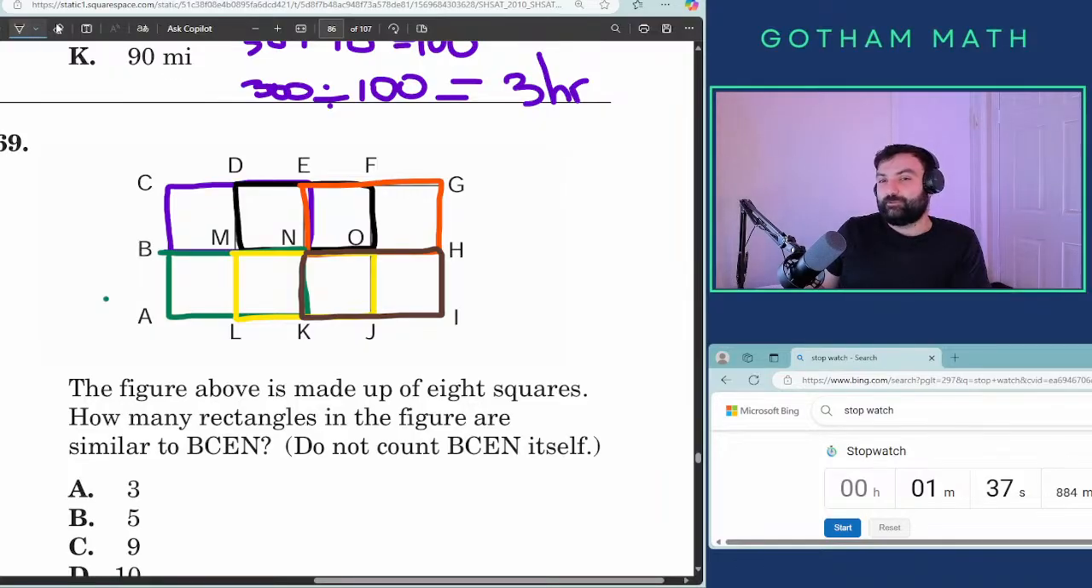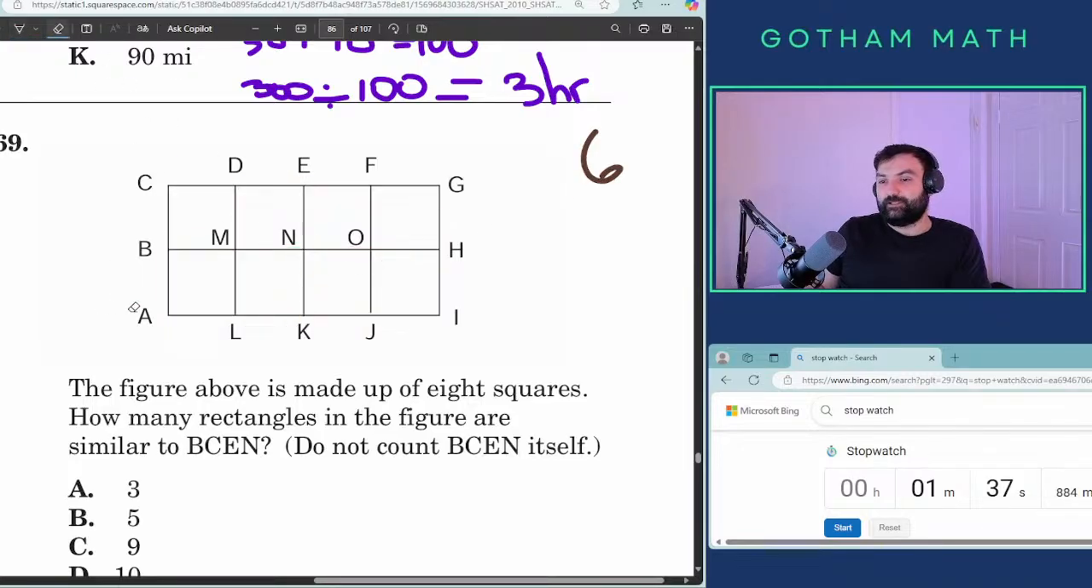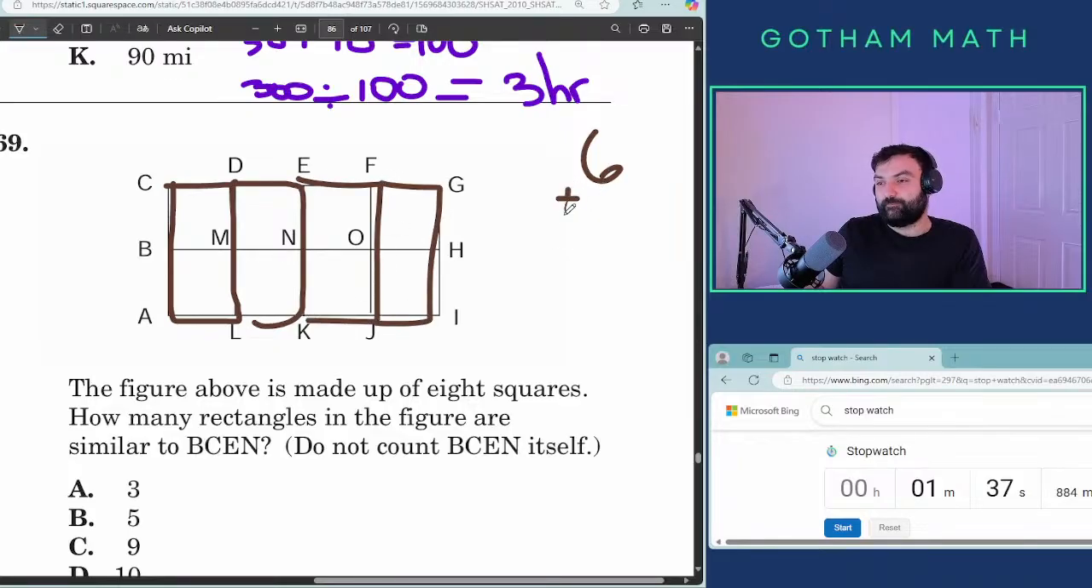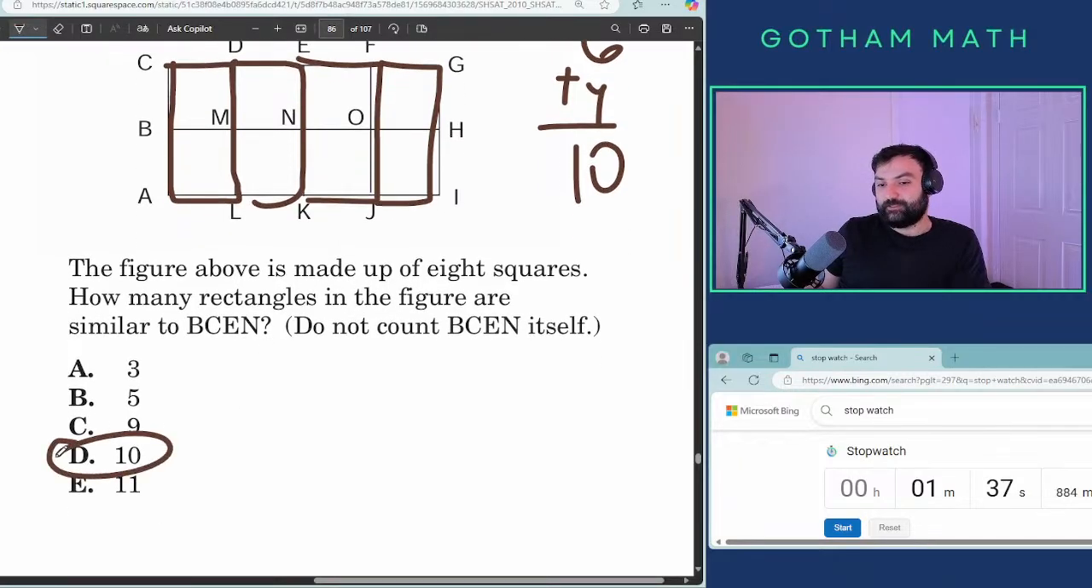And now I have to do horizontally. Horizontally, I think we just do it like that. 1, 2, 3, so it's going to be 1, 2, 3, 4. 6 plus 4 is 10. I think this is it. I think it's D. What's the right answer? I don't know.